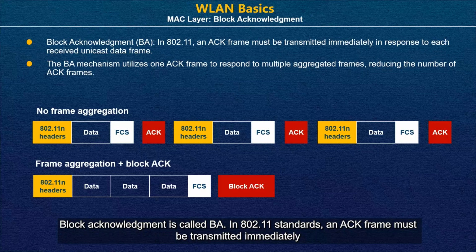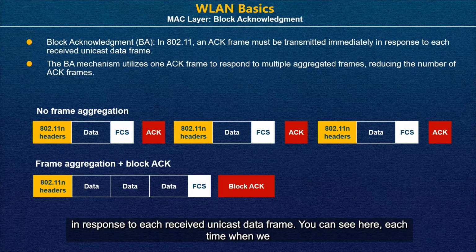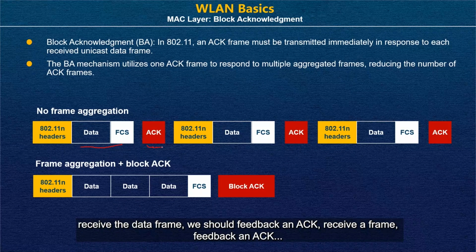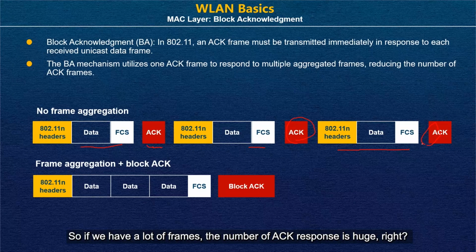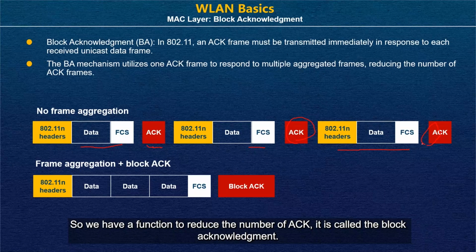Block acknowledgement is called BA. In 802.11 standards, an ACK frame must be transmitted immediately in response to each received unicast data frame. You can see here, each time when we receive a data frame, we should feed back an ACK. Receive a frame, feed back an ACK. So if we have a lot of frames, the number of ACKs which should respond is huge, right? So we have a function to reduce the number of ACKs. It's called block acknowledgement.